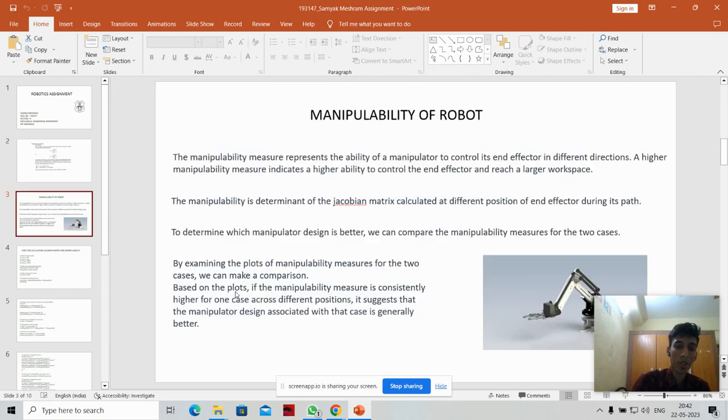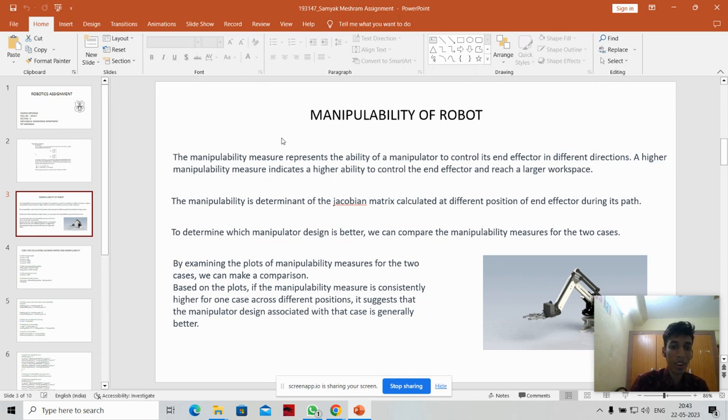Before solving the question, first we need to understand what manipulability means in the field of robotics. The manipulability measure represents the ability of a manipulator to control its end effector in different directions. A higher manipulability measure indicates a higher ability to control the end effector and reach a larger workspace. The manipulability is the determinant of the Jacobian matrix calculated at different positions of an effector during its path of motion.